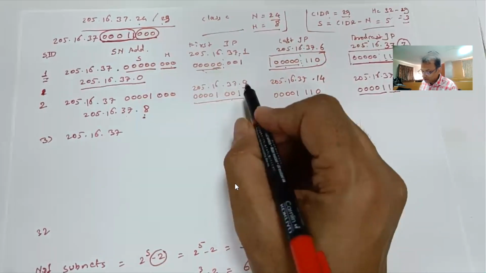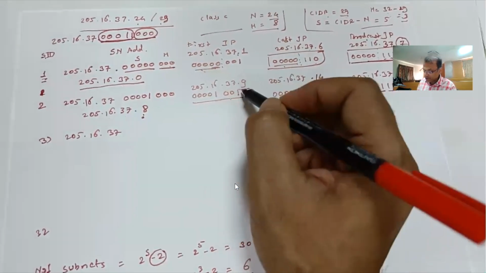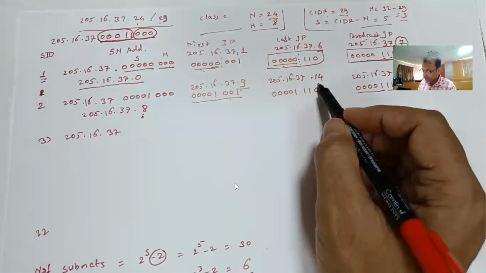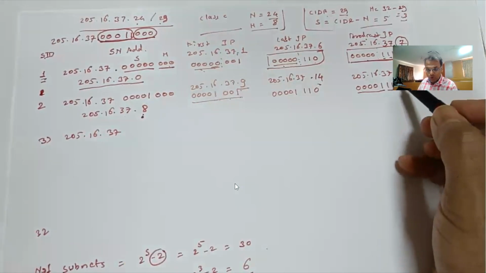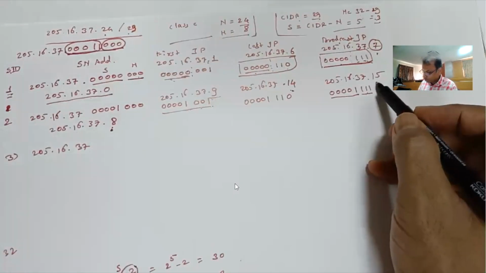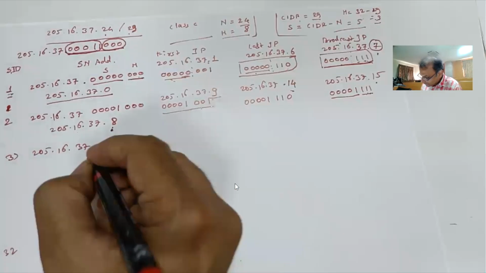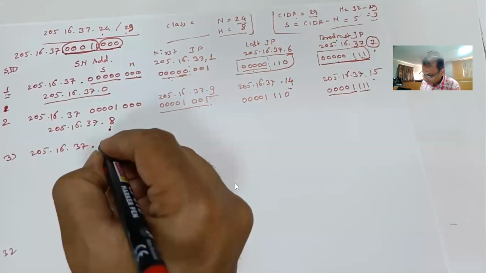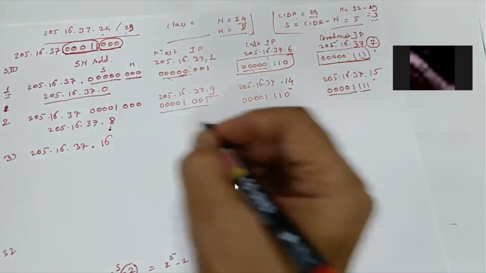Next, you add 1. 9 will be the first IP address in this group. You add 5. 14 is the last IP address in this group. You add 1. 15 is the broadcast IP address for this group. So what is the next subnet here? 16.